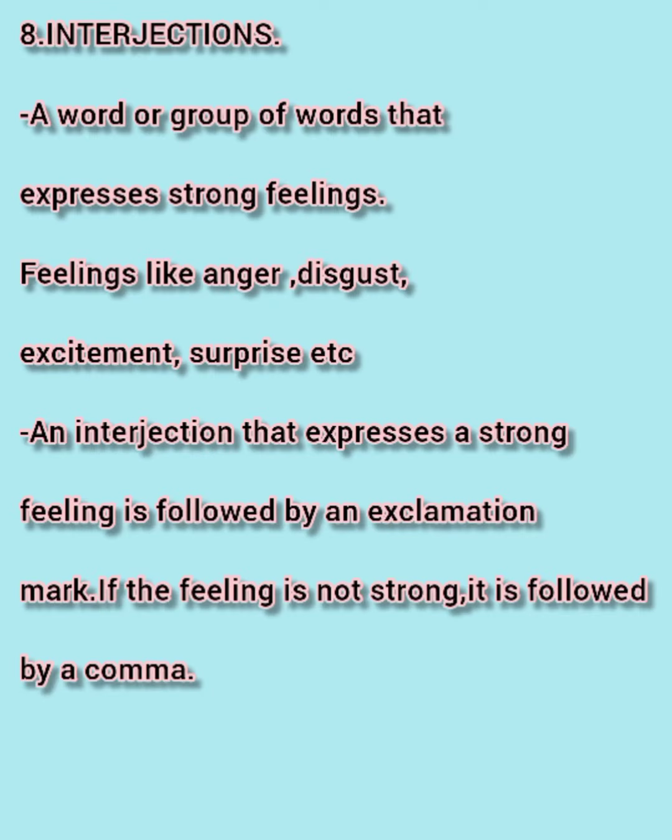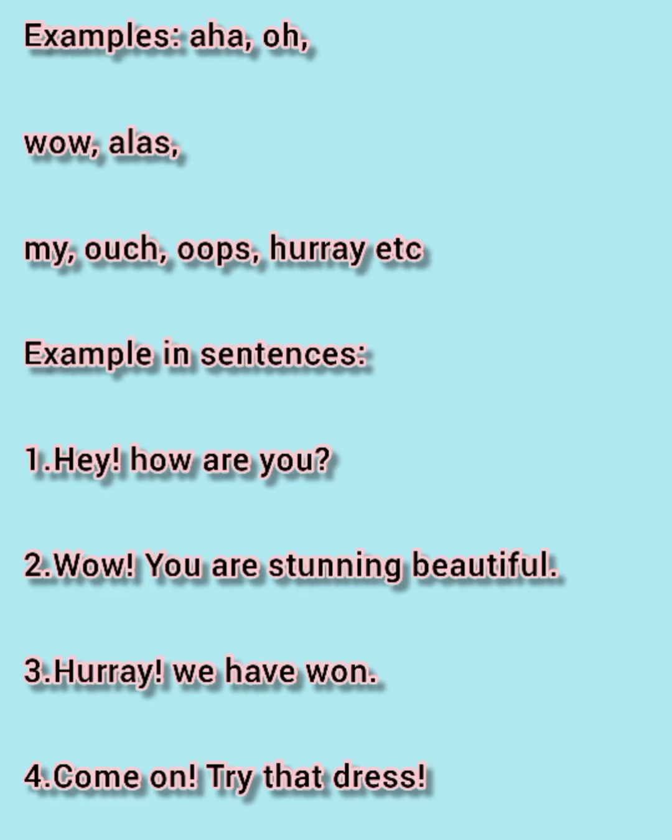Lastly are the interjections, whereby we say an interjection is a word or group of words that expresses strong feelings. And these feelings could either be anger, disgust, excitement, surprise, or any other. An interjection that expresses a strong feeling is followed by an exclamation mark. But if the feeling is not that strong, we put a comma. We have examples here.